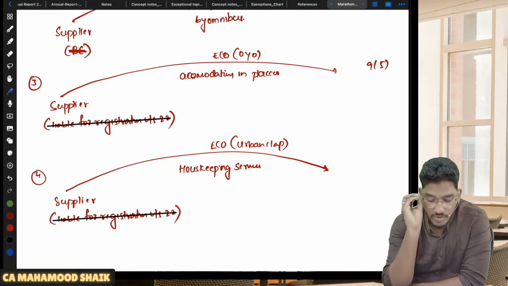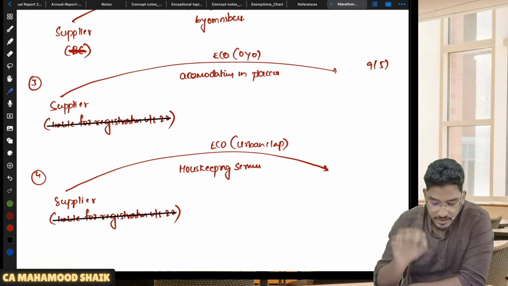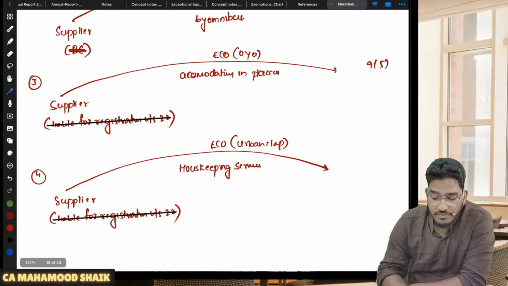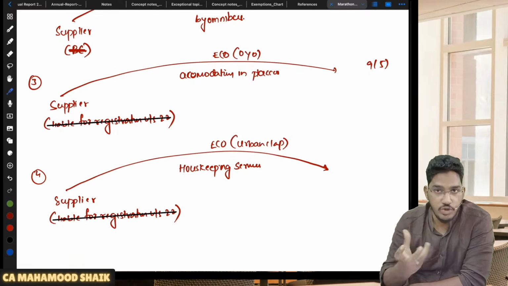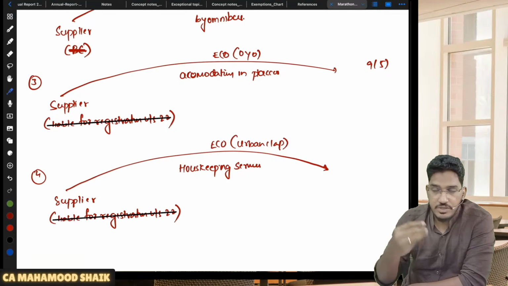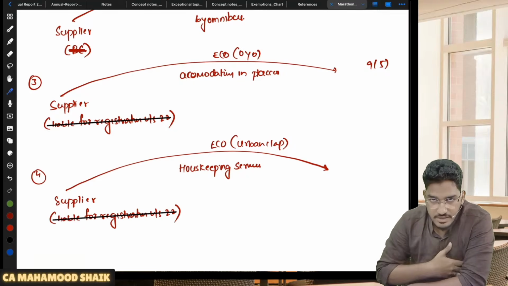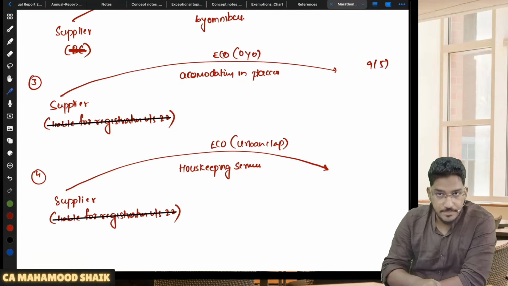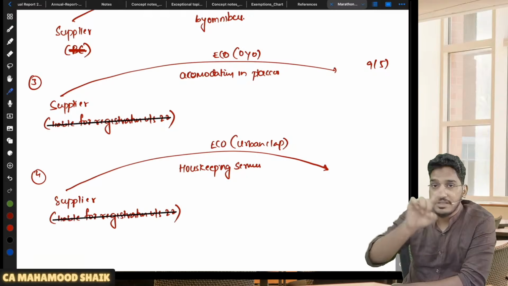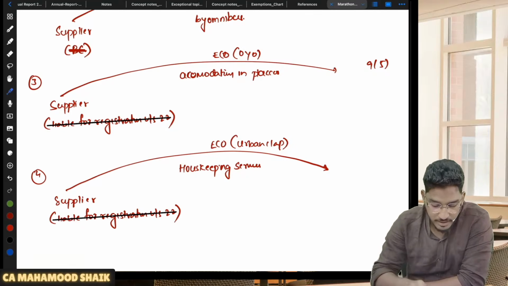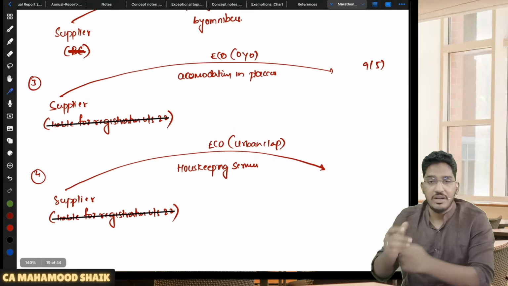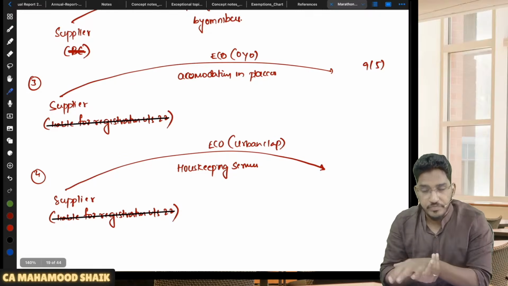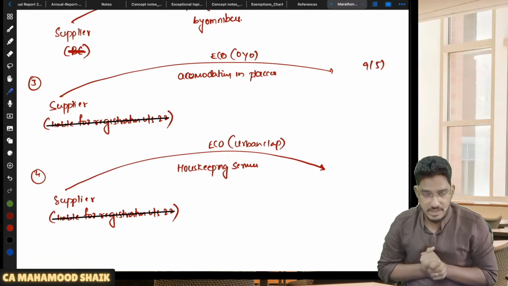If there is a supplier who is not liable for registration under section 22, and they are providing accommodation services through a platform like OYO, which is an e-commerce operator, there will be a hotel owner. That hotel owner is a supplier, supplying hotel accommodation services through the e-commerce operator. And the supplier is one who is not liable for registration under section 22. Then the e-commerce operator only will pay the amount of GST.